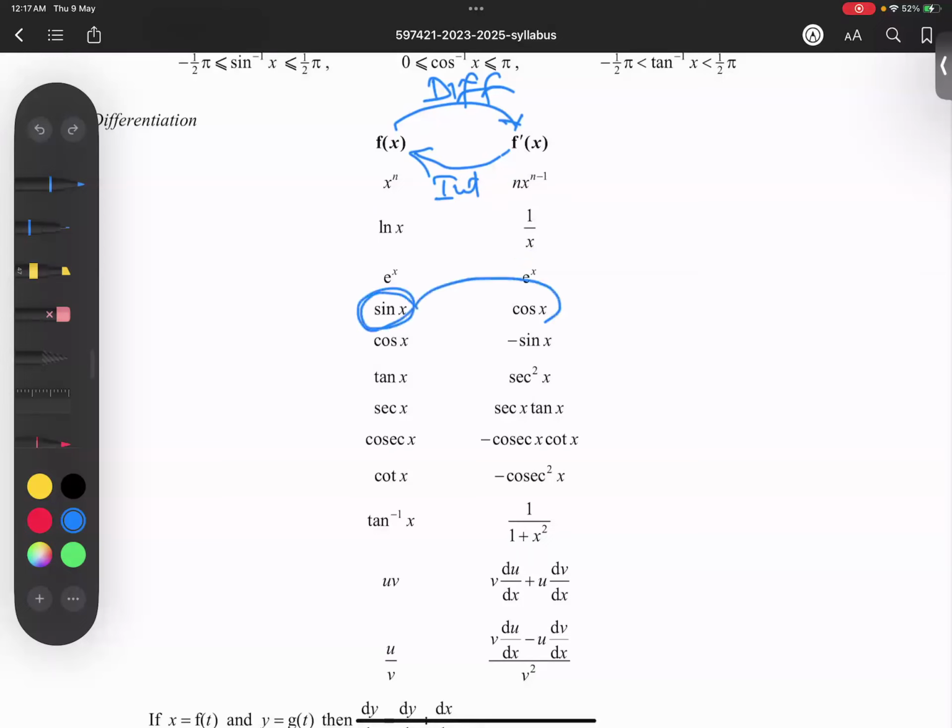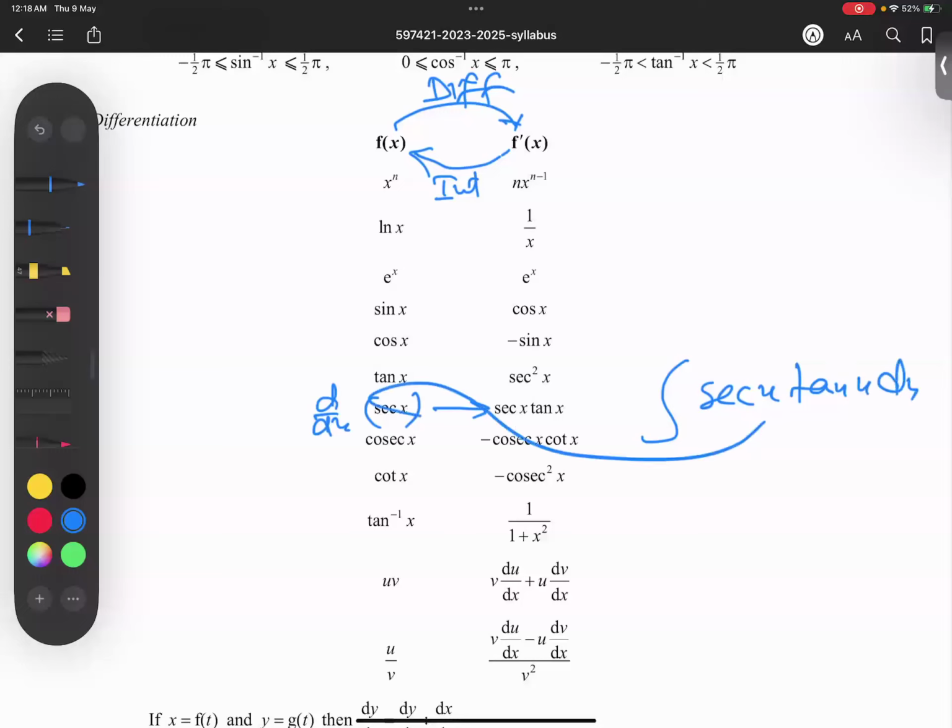Sine derivative is cos, and cos integration is sine. Cos differentiation is minus sine, and minus sine integration is cos. All right. So what is this? It means differentiation of secant is this. So integration of this is what? Secant. This is my basic formula.